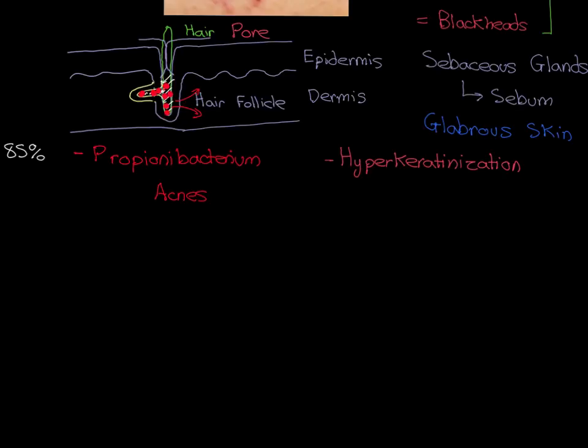Now, that causes a problem if the comedone bursts into the dermis, because now all of these bacteria have also come with the sebum into the dermis here. And the dermis is the inside of the body. Bacteria are not supposed to be on the inside of the body. That is an infection, and that is going to cause inflammation.